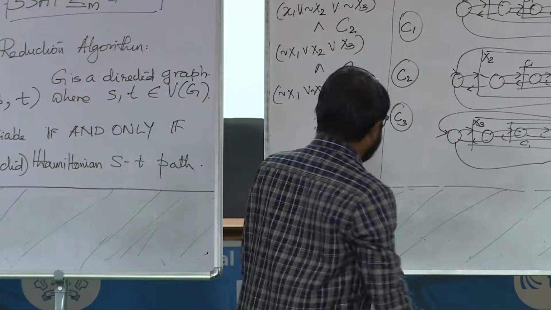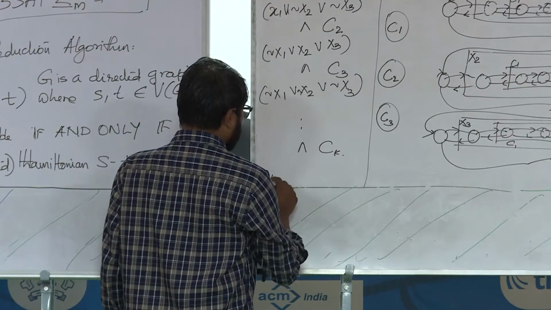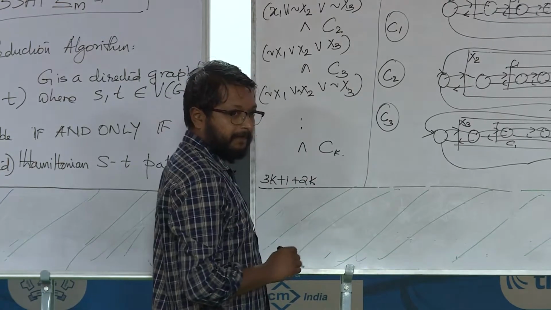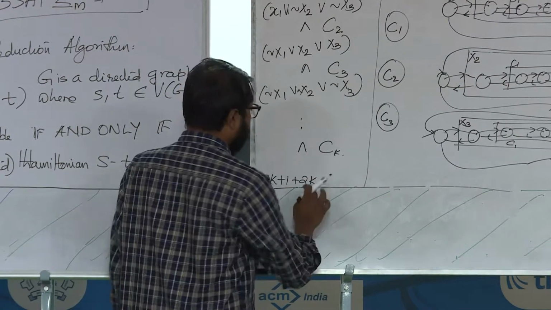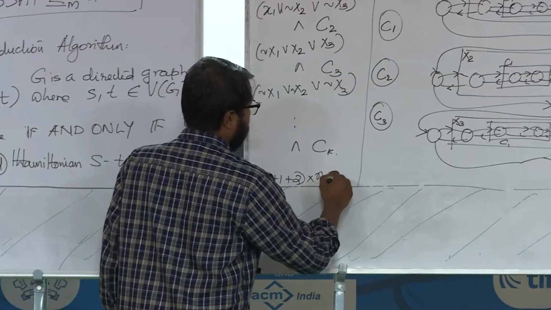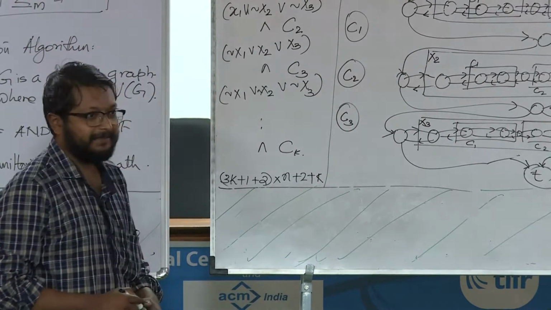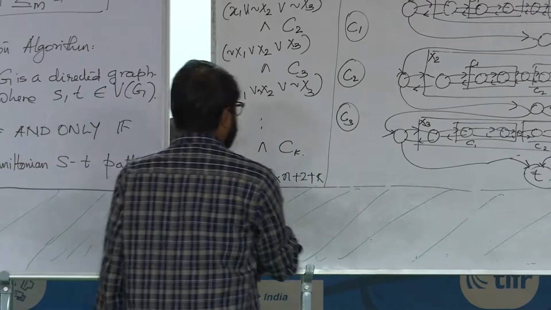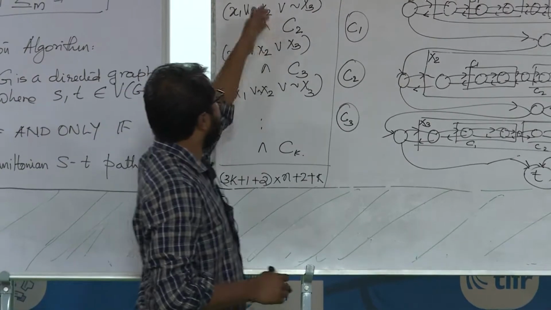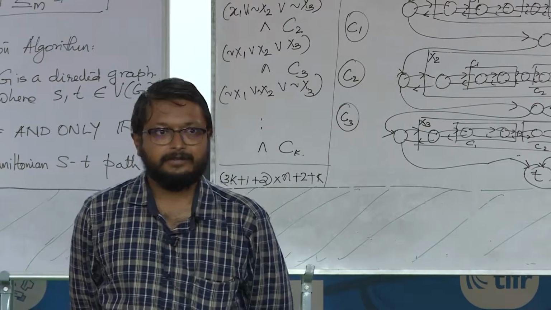So the number of vertices comes to something like 3k plus 1 plus 2k, correct? Plus 2, yeah, plus 2 into n plus 2 plus these k, something like this. It's still polynomial because it's still polynomial in the input size, which is k into 3, right? So that's not a problem.